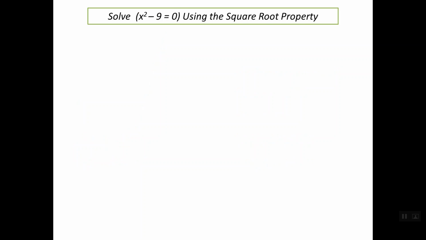Let's solve x squared minus 9 equal to 0 using the square root property. If you see here, the equation is not in its standard form. The x squared should be on one side and the constant should be on the right side. So we can add plus 9 to both sides of this equation. So the equation becomes x squared equal to plus 9.